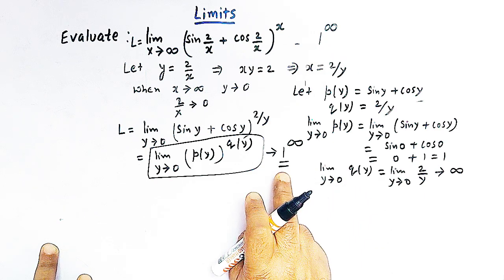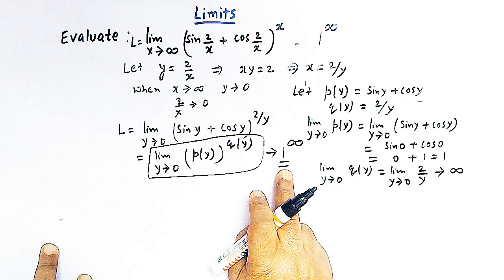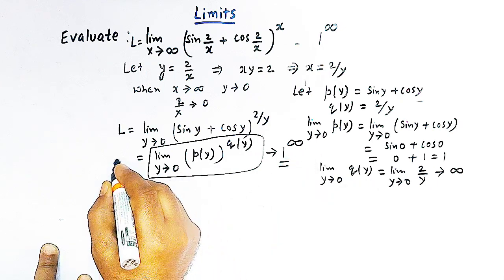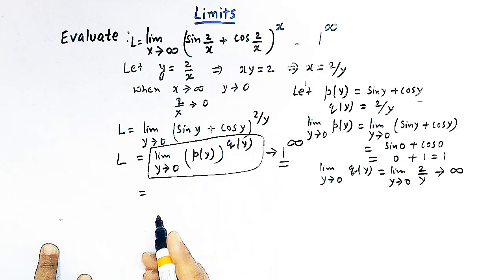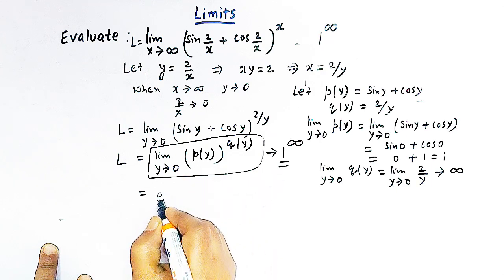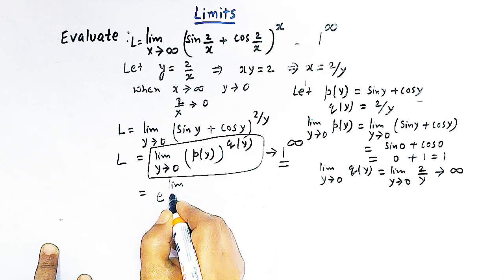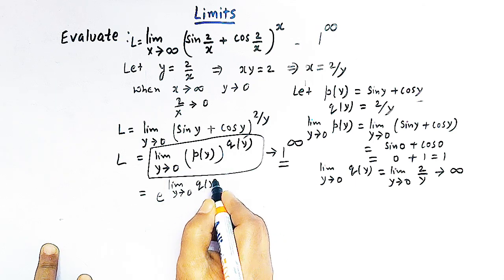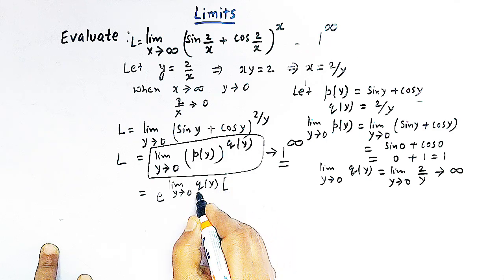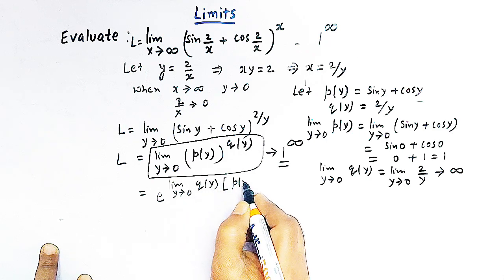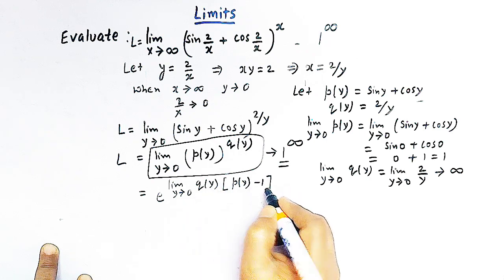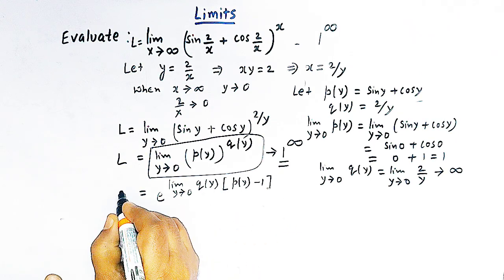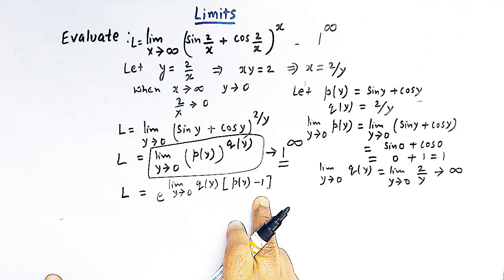So whenever we have this type of form, that is 1 raised to infinity, then the value of these type of limits can be directly written as e raised to limit y tends to 0, and here we have q of y, and then we multiply q of y by p of y minus 1. So here we have the direct result, right?